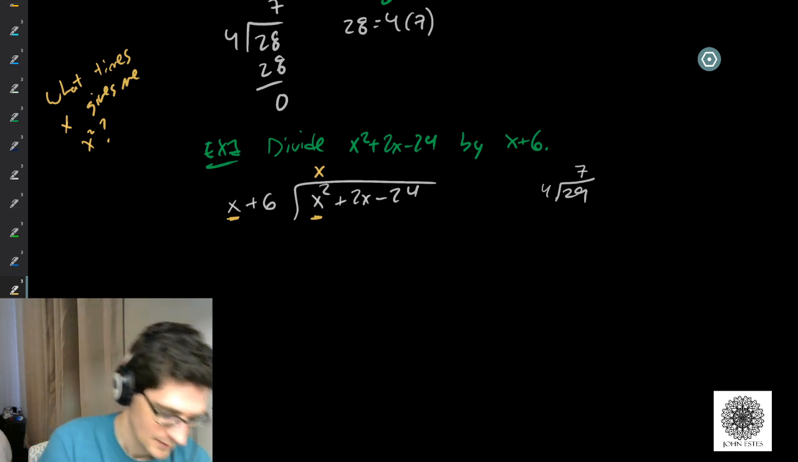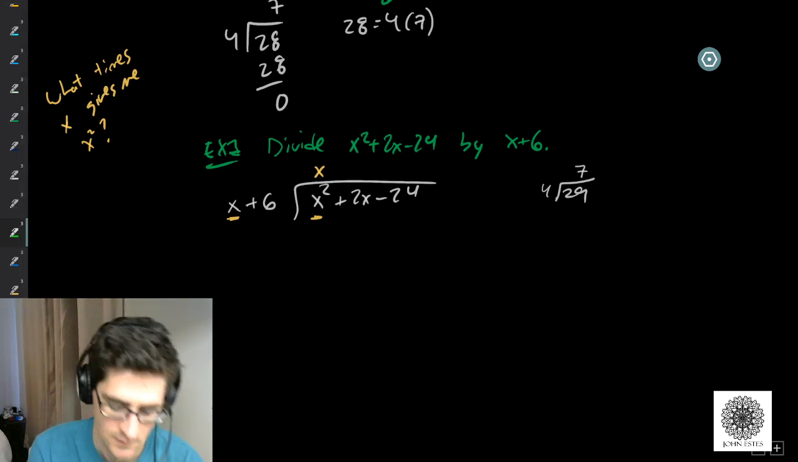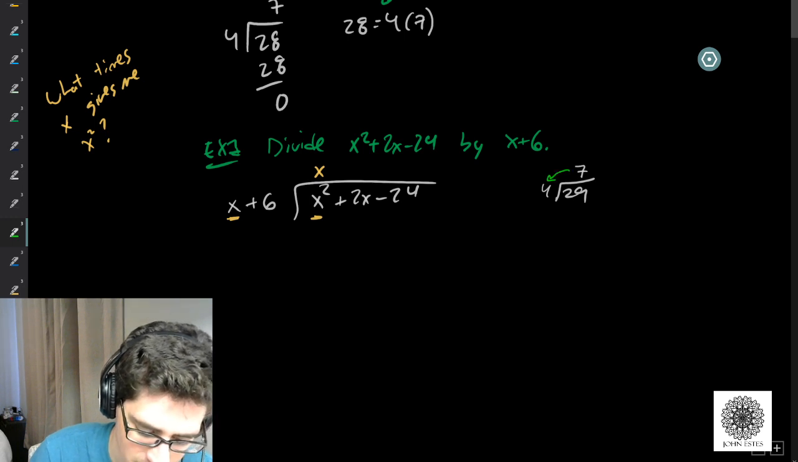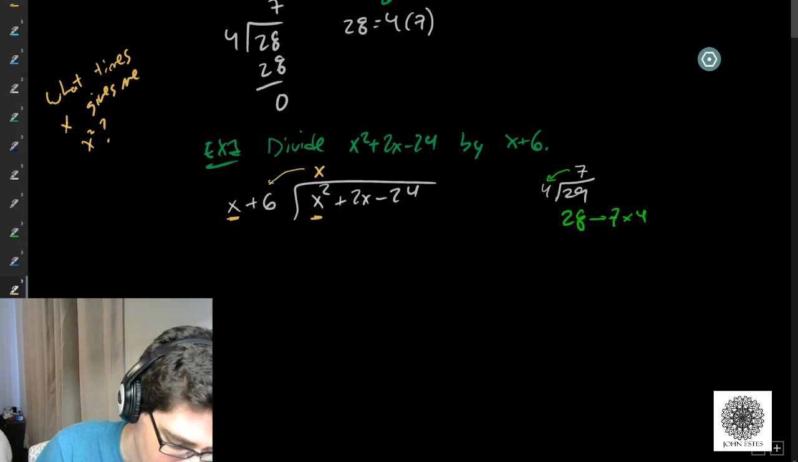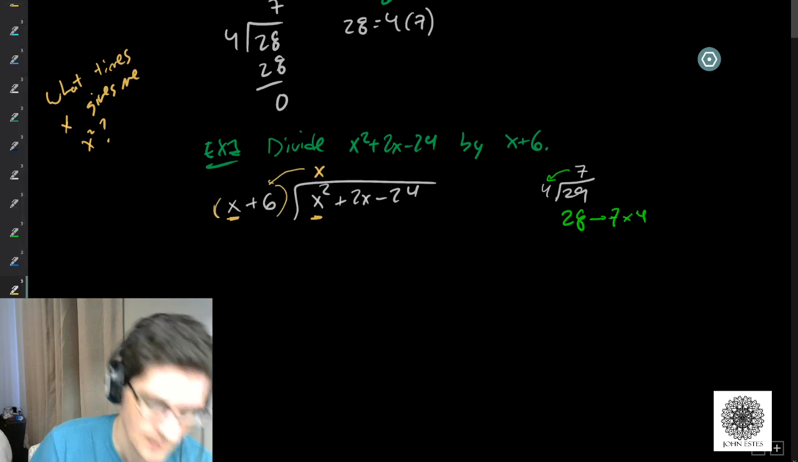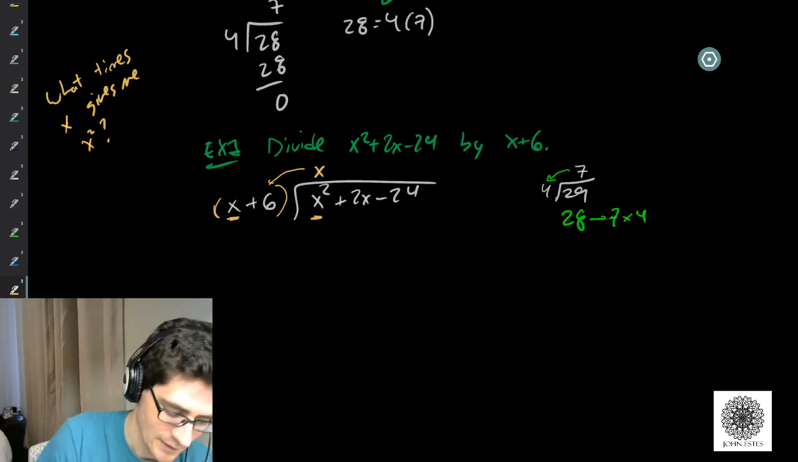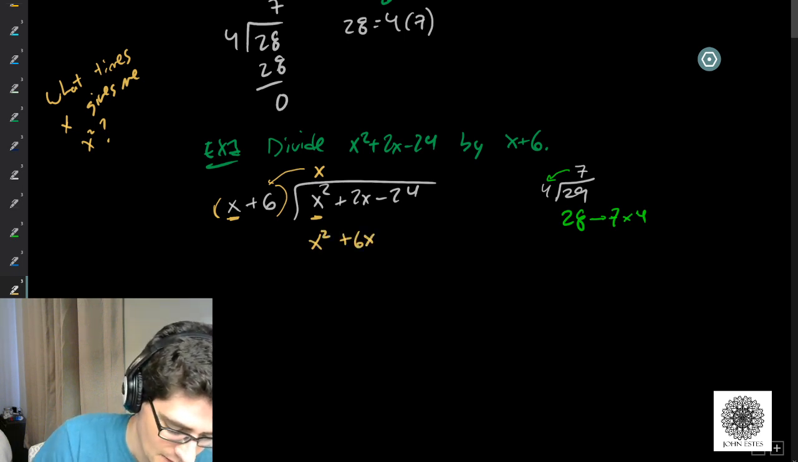Now let's go back to our old school example. 4 went into 29 7 times. Then what do I say? 7 times 4 gives me 28, right? So now what I need to do in my polynomial is multiply everything here by x. Just like I multiplied 7 times 4, now I'm going to say x times x plus 6, which gives me x squared plus 6x.